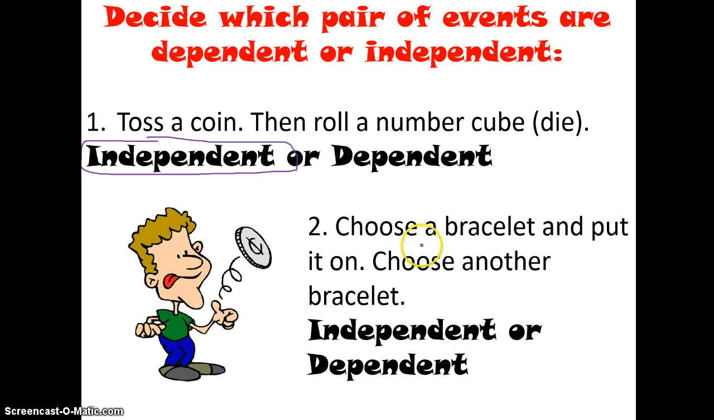What about if you choose a bracelet and put it on, then choose another bracelet? So you're not putting it back, not replacing it. Now what's left in the jewelry case has changed. There's one less. Therefore, these are dependent events.